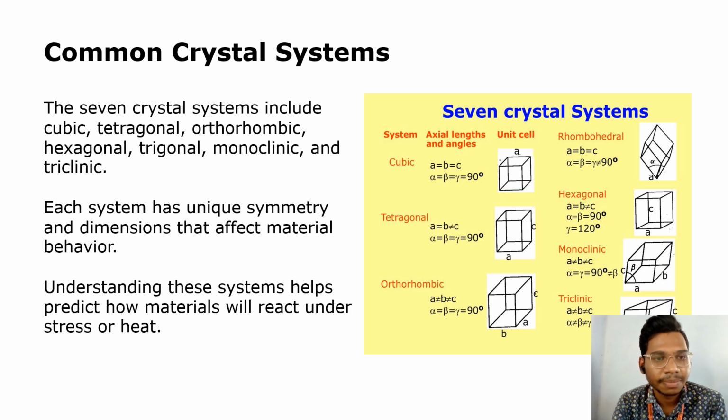Common crystal systems. The seven crystal systems include cubic, tetragonal, orthorhombic, hexagonal, trigonal, monoclinic, and triclinic. Each system has a unique symmetry and dimensions that affect material behavior. Understanding these systems helps to predict how a material will react under stress or heat. These are the dimensions and their structures.